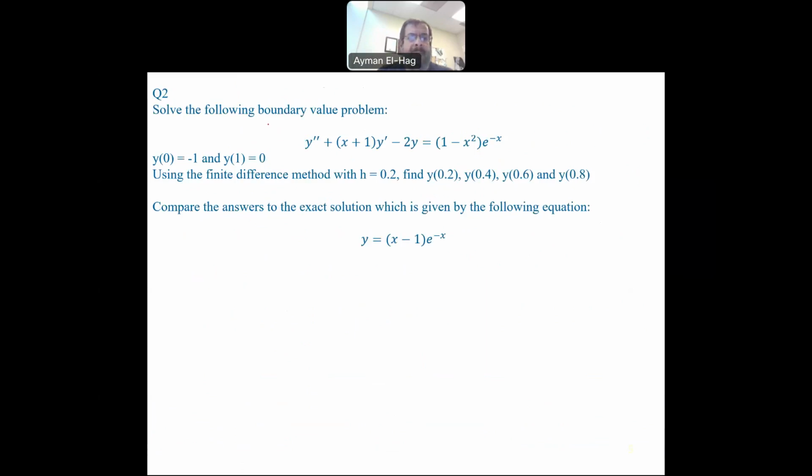Now let's have a different problem. Our previous one was the initial value problem. This is now the boundary value problem. Okay, so here we have a second derivative, a second order differential equation. Okay, and we know the boundary at 0 and the boundary at 1. So we have the boundaries. Okay, and then we have h equal to 0.2. So we have from 0, 0.2, 0.4, 0.6, 0.8, and 1. And we need to find the function at 0.2, 0.4, 0.6, and 0.8.